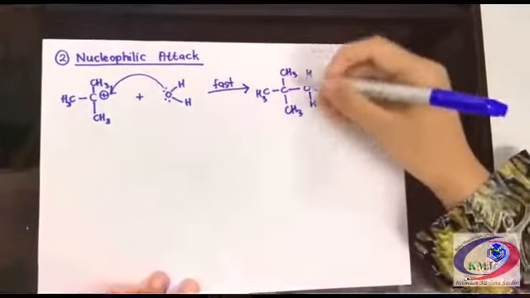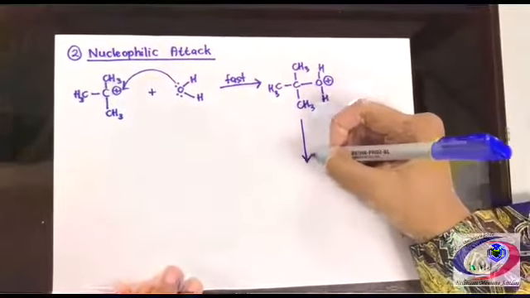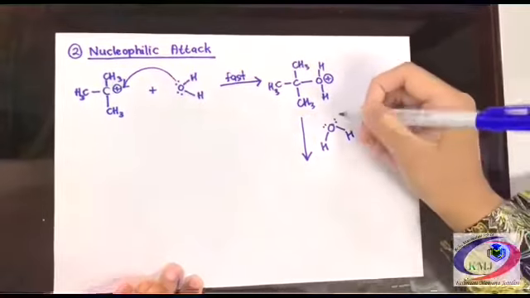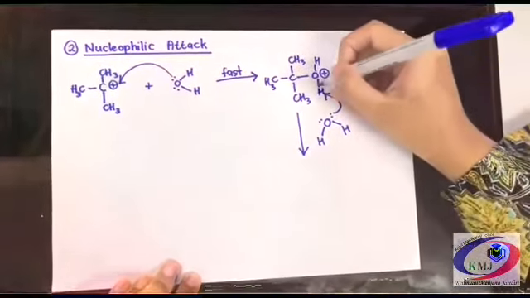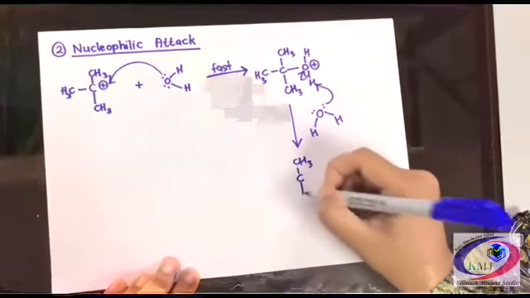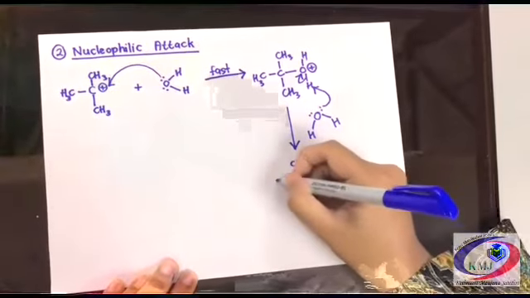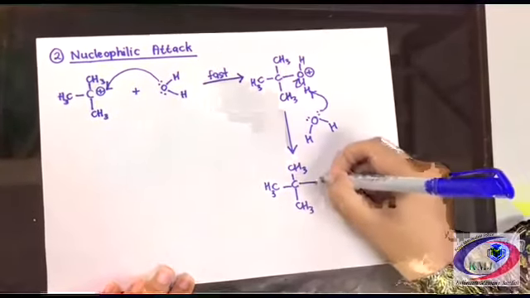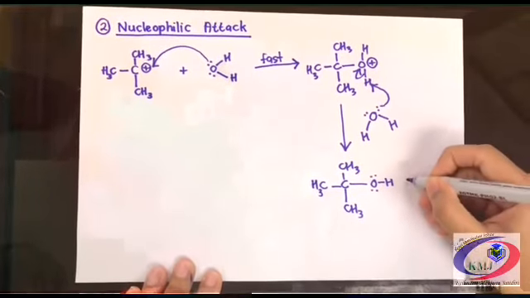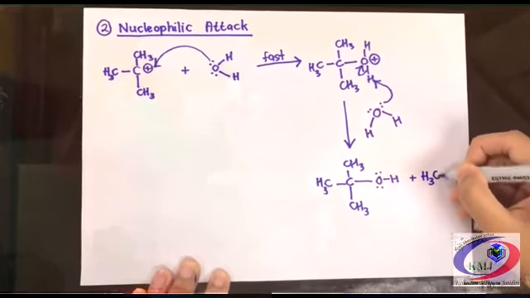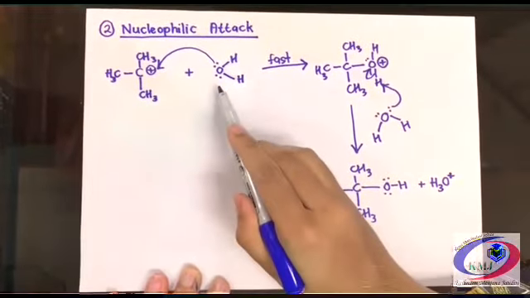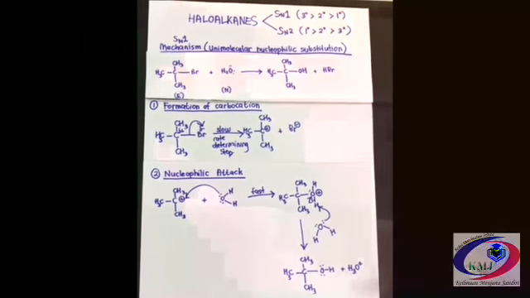Because we haven't got our final product, we have to react again with the water. This lone pair will take this H out and break this bond. Lastly, we'll get our final product, which is the alcohol, and H3O+. Don't forget to include your lone pair here, because initially you have two lone pairs. Here is the overview of the SN1 mechanism.